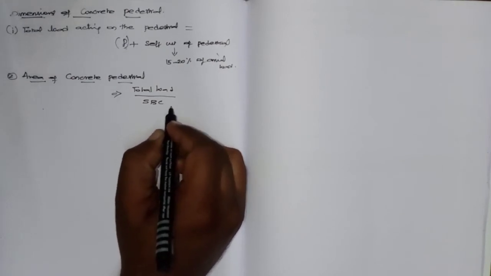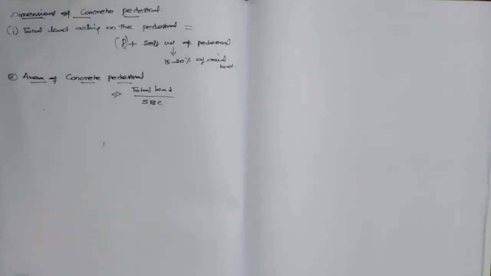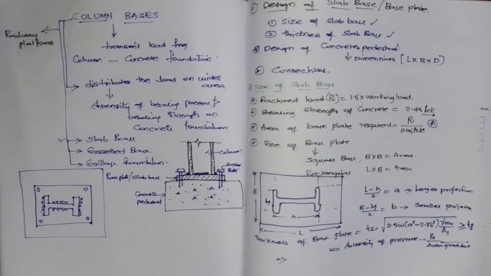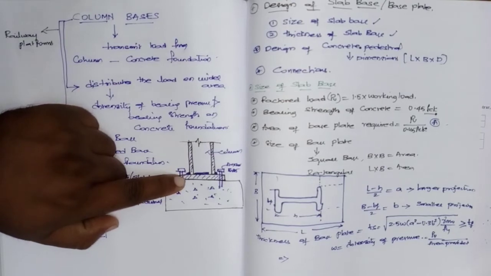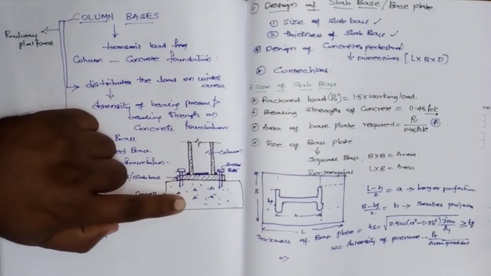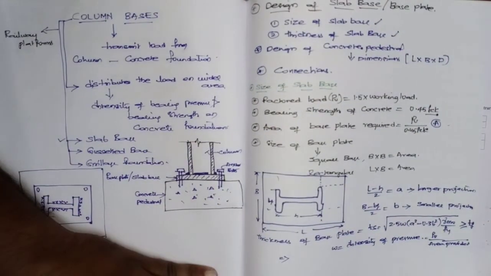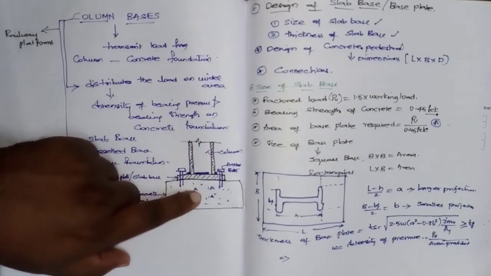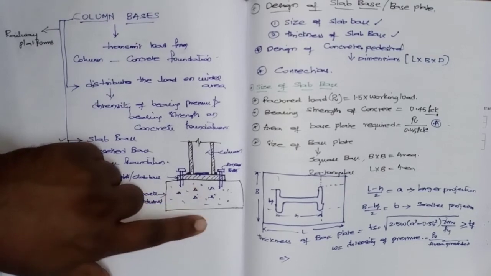Why are we again involving soil in steel structures? See here, as per our previous figure, the column is resting on a steel member, that is the base plate. The base plate is resting on the concrete pedestal. This concrete pedestal is lying on the soil. So for that reason, while designing the base plate, we take the bearing capacity as a reference, and while designing the concrete pedestal, you are supposed to take the SBC of the soil.